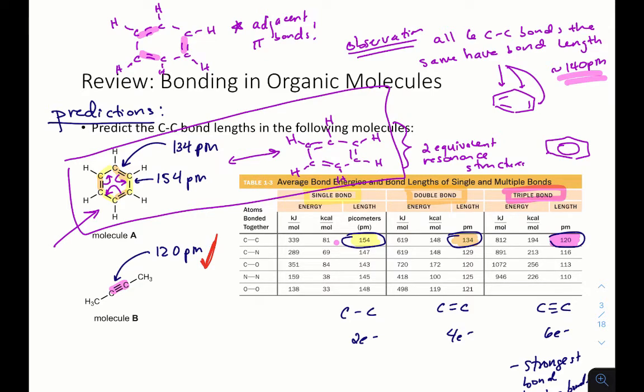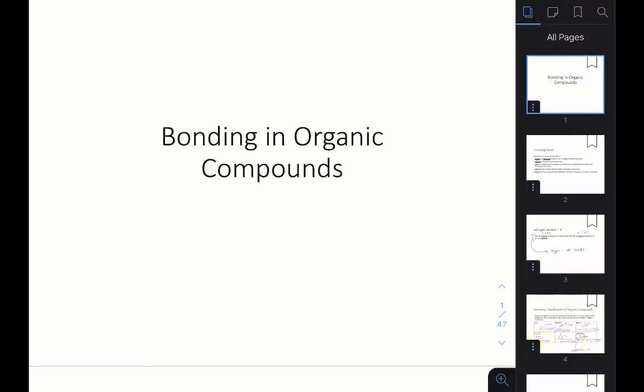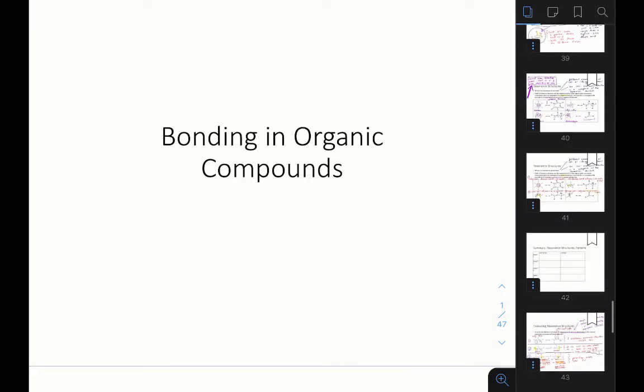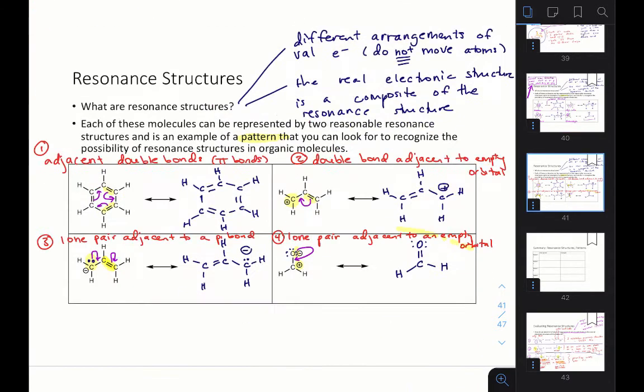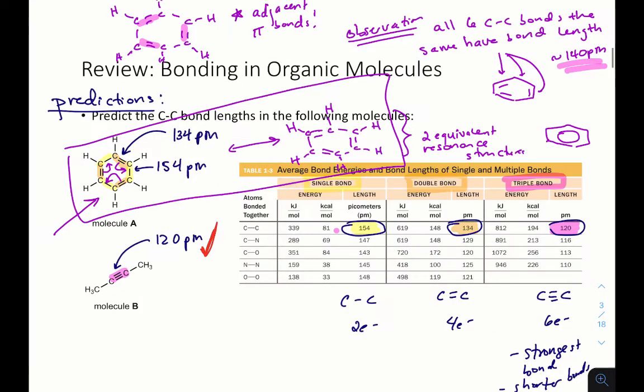That's in our previous lecture, so it's in the bonding in organic compounds lecture. All the way at the end, we looked at 4 examples of molecules which are best described by resonance structures. And then we described the patterns in each of these that are represented by each of these molecules. So here are the 4 patterns. That is what I'm referring to here. We have to start recognizing these patterns.